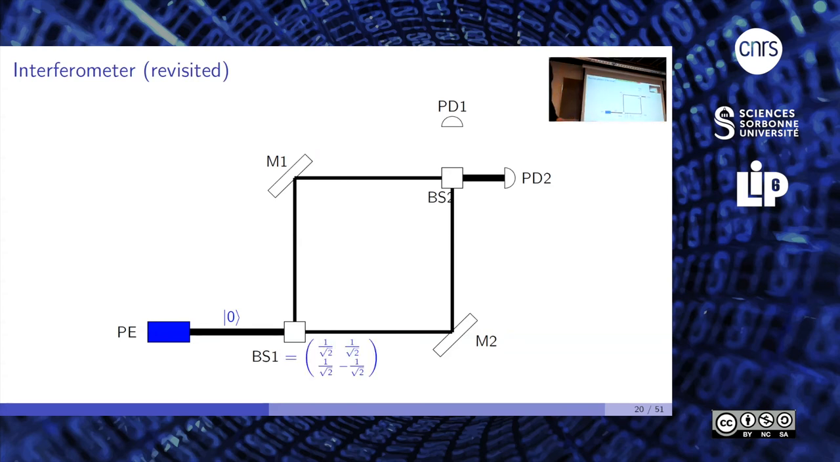And then we can model this beam splitter as the Hadamard matrix. So we have 0 going to 0 plus 1. So that's what we saw: the operation of the Hadamard matrix is going from this initial state zero to the uniform superposition of zero and one.